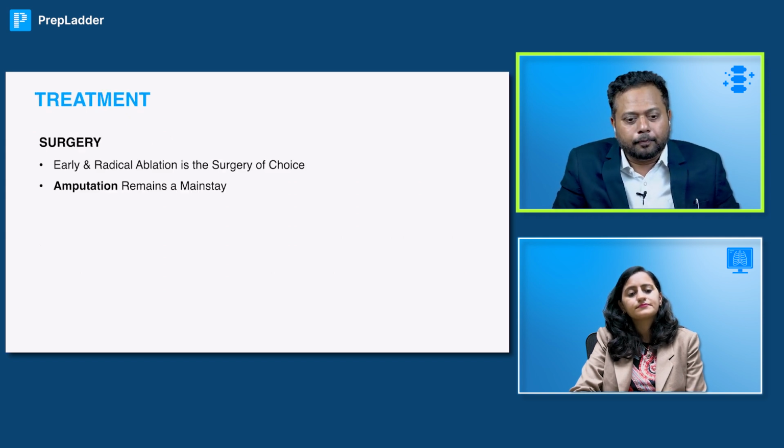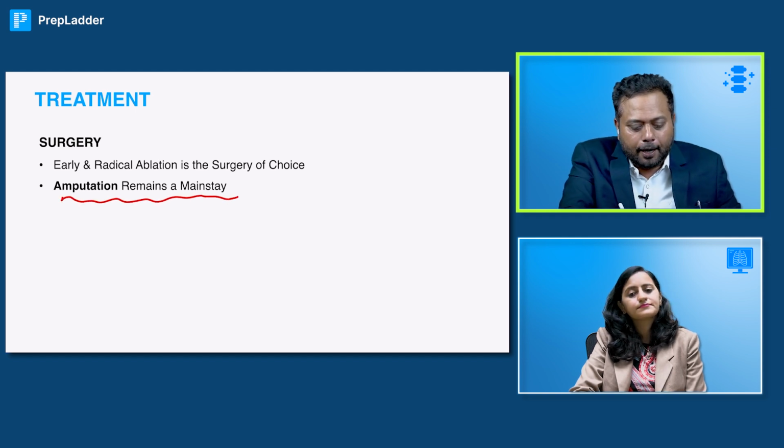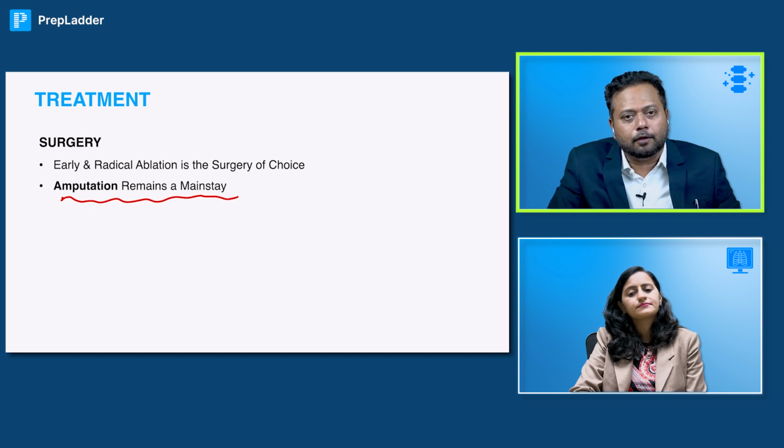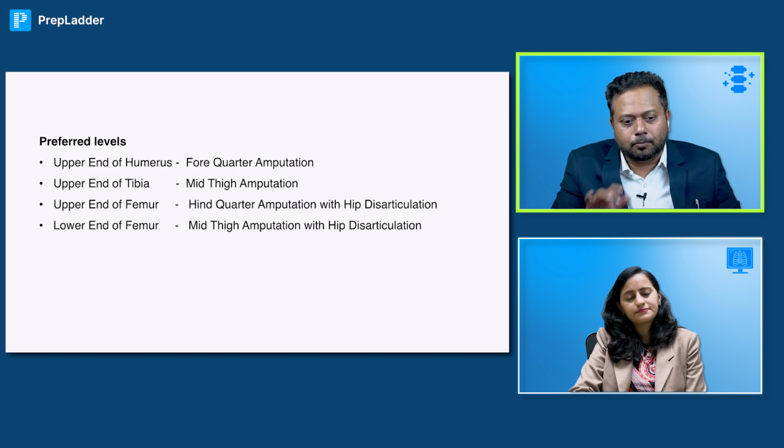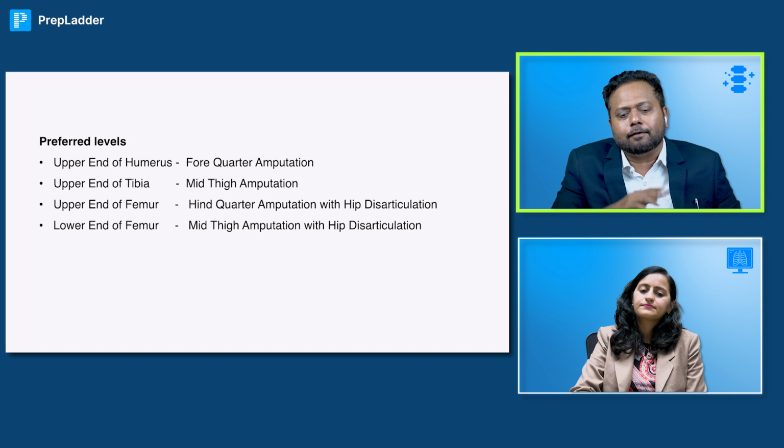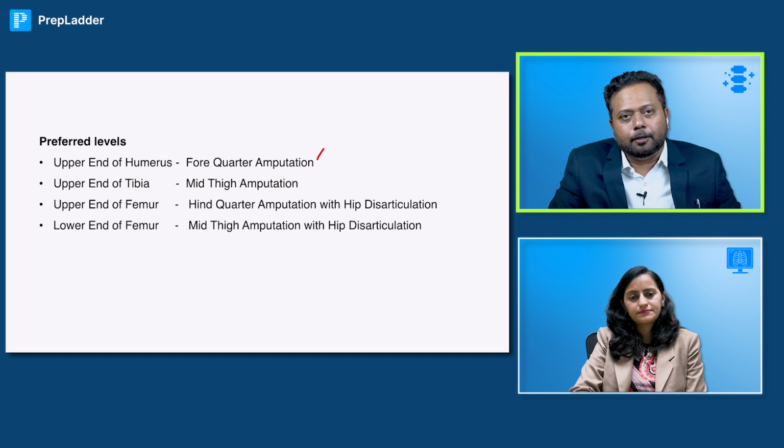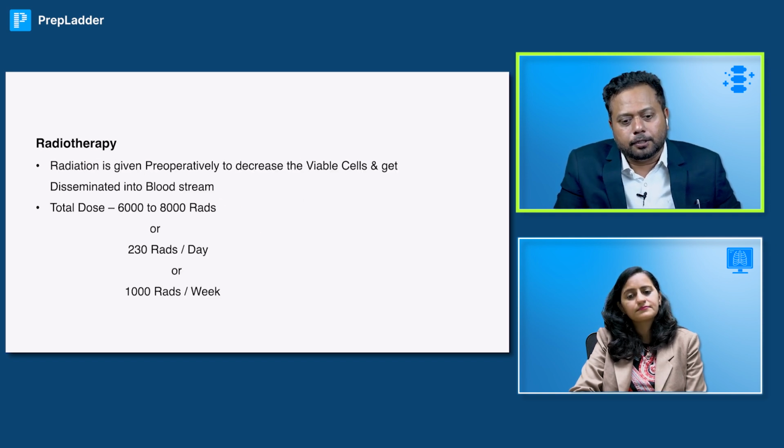And coming to management, early and radical ablation is the surgery of choice, and the main treatment is amputation. Amputation, even today in 2024, remains the mainstay of management. So the levels of amputation, I will rush through. Upper end of humerus lesion, you should go for forequarter amputation. If it is the upper end of tibia, mid-thigh amputation. Upper end of femur, you should go for hindquarter amputation with hip disarticulation. And if it is the lower end of femur, you have to go for mid-thigh amputation. All these are very important.